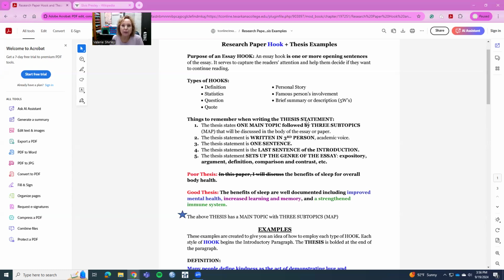Here are some things to remember about the thesis statement. You're going to write about one main topic. You will have 3 subtopics about that main topic that you'll cover in the body of your paper. We write research papers in third-person academic voice. That means I don't use any personal pronouns like I, me, my, us, we. I don't use any of that.